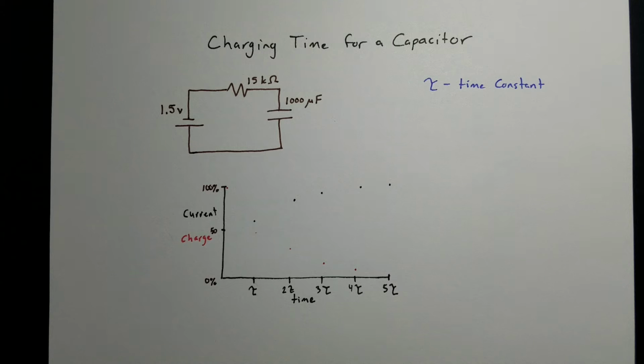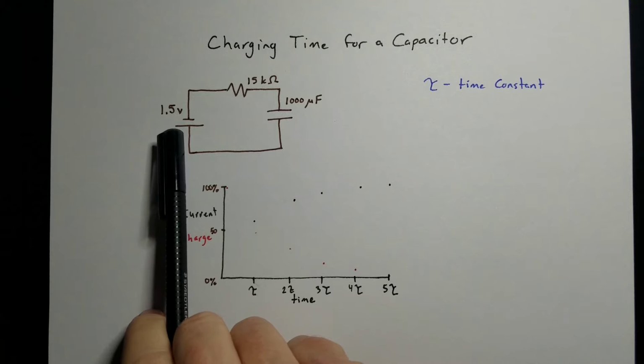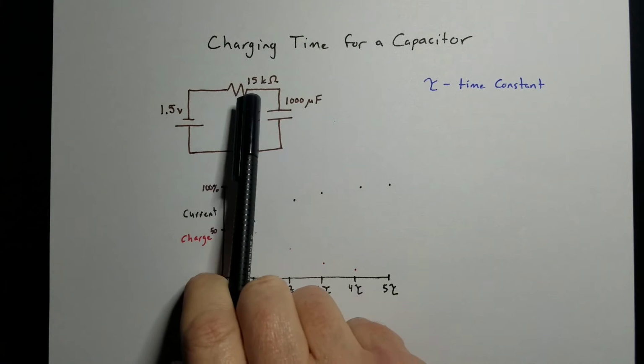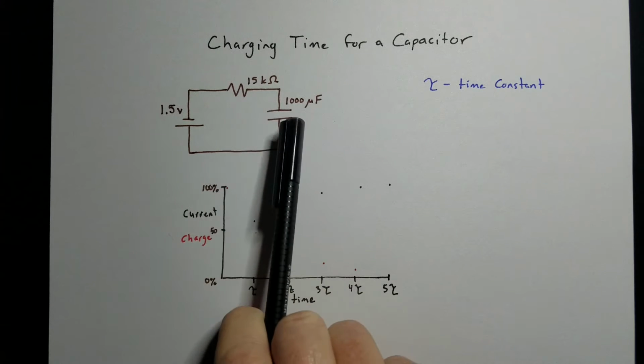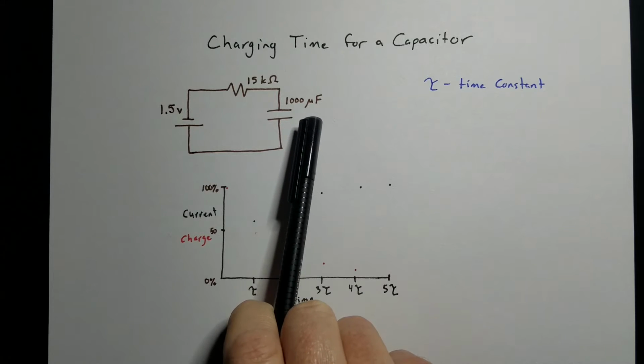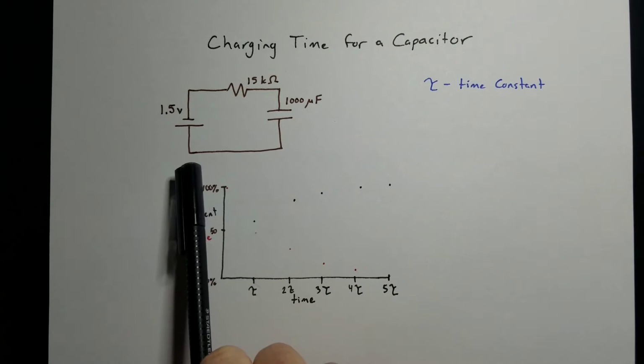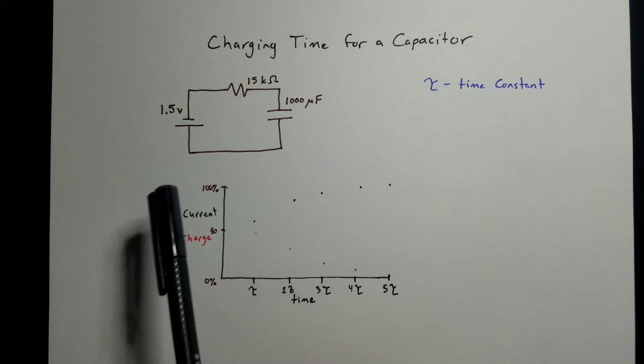Hi, this is Keely, and let's talk about the charging time of a capacitor and how that affects the circuit. So we've got a 15-volt battery connected to a 15 kilo ohm resistor and a 1000 microfarad capacitor, all in series with each other. And we want to figure out what happens.